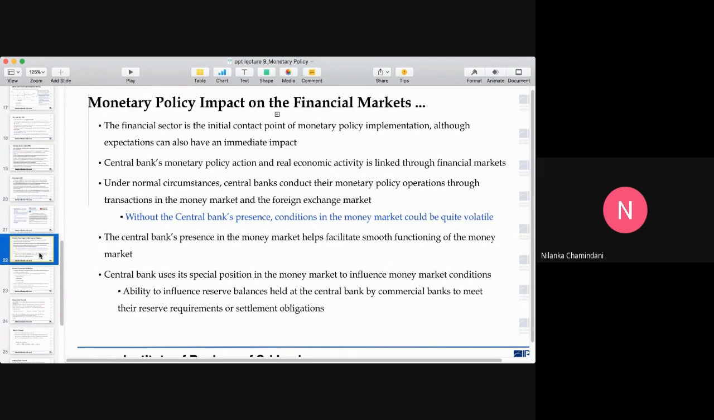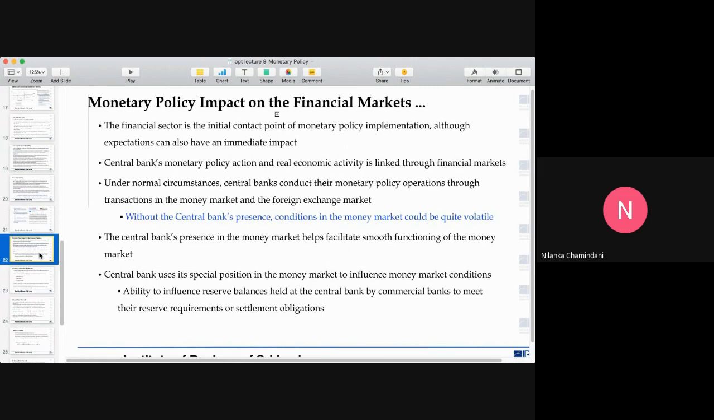If the central bank intervention is not there, money market conditions will be highly volatile. The central bank's presence in the money market helps facilitate its smooth functioning. Otherwise it is very difficult for the players to take their decisions. If the market rates are highly volatile, they cannot predict whether the rate will go up or down next time, so they cannot determine the real value of the return in the future, because rates are going up and down. That's why a smooth functioning of the money market is good.